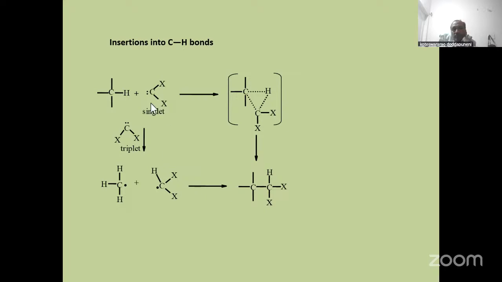Further, suppose instead of a singlet carbene, a triplet carbene is involved. That generates this product. These two radicals will be generated, and again these two radicals combine together, which leads to formation of this product. In both cases, the product formed is of a similar kind, but the mechanism is different.